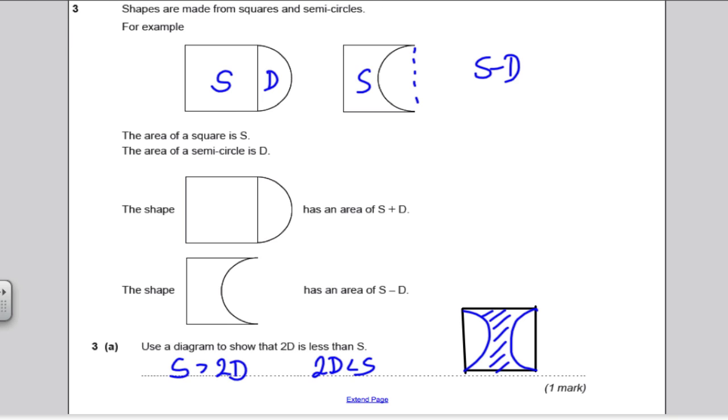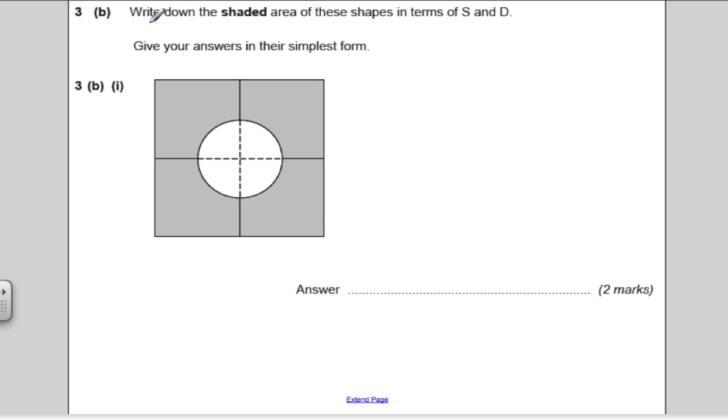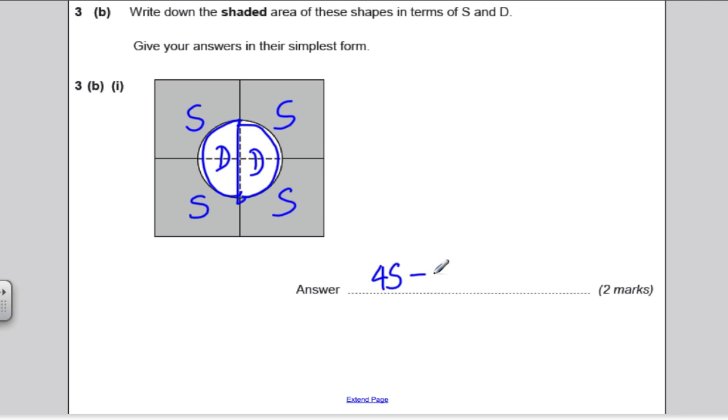Question 3. Write down the shaded areas of these shapes in terms of S and D. The whole square is S, S, S, and S, and we're taking away a D here, that's a D, and we're taking away another D here. So the shaded area must be 4 lots of S, take away 2 lots of D.